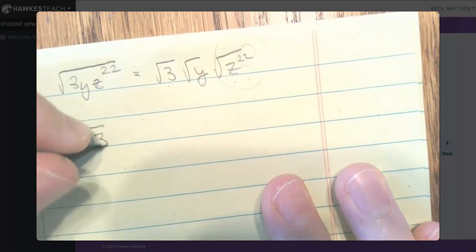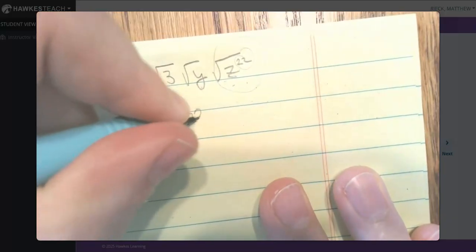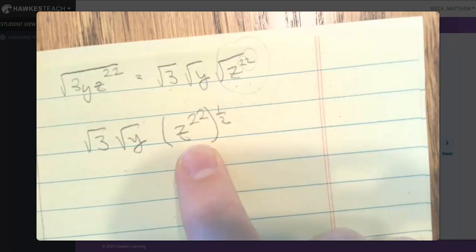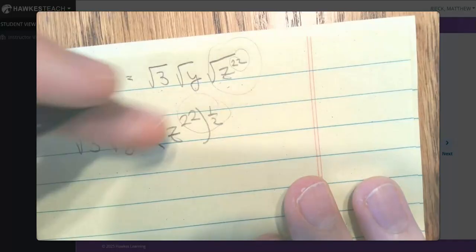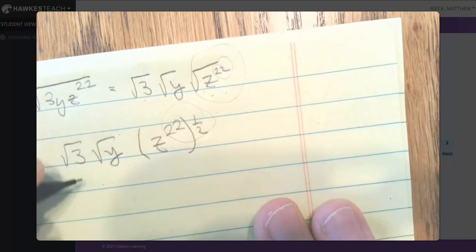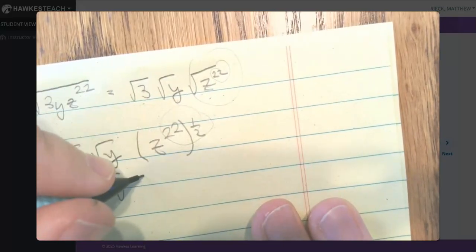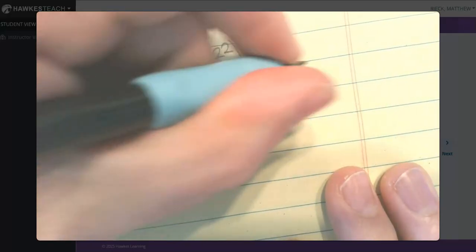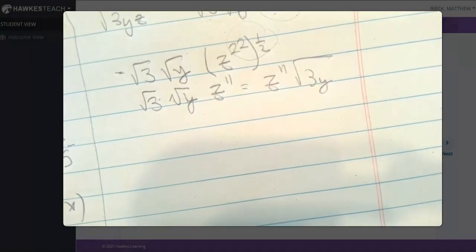So we have the square root of 3, the square root of y. And to simplify this, I'm going to rewrite it with fractional exponents. The square root of z to the 22nd is the same as z to the 22nd to the 1/2. Again, when we have an exponential expression that we raise to a power, we can multiply the powers. So 22 times 1/2 is z to the 11th. Then we can combine these again underneath a single square root, so you have the square root of 3yz to the 11th.